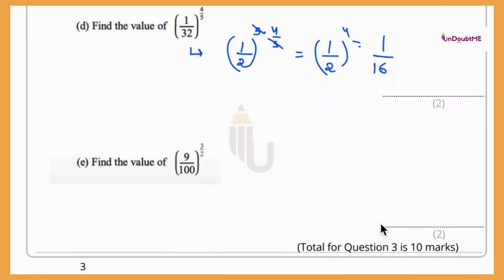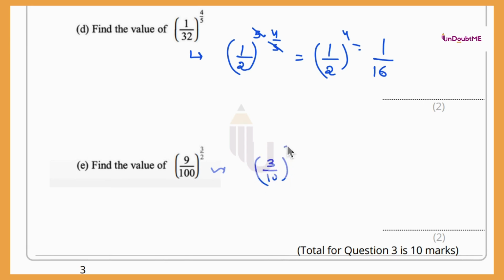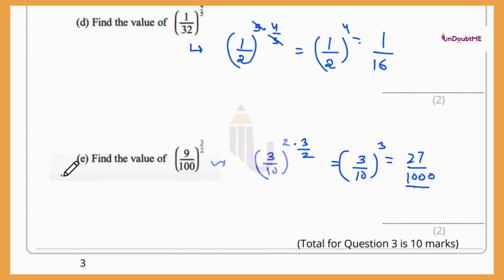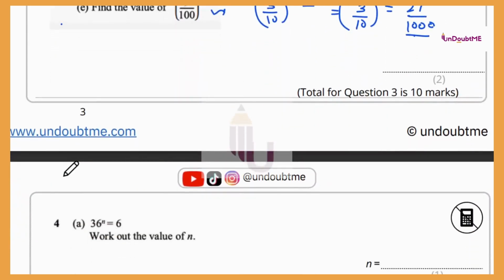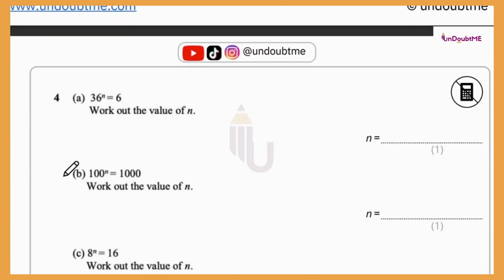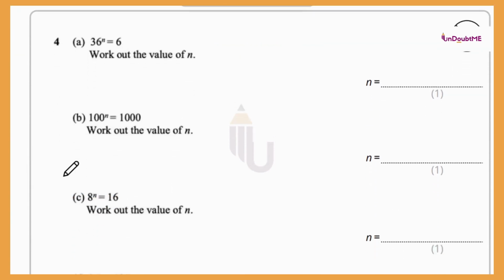Then 9 by 100 to the power 3 by 2. That can be written as (3 by 10)^2 to the power 3 by 2. 2 and 2 will get cancelled. It will be (3 by 10)^3, and that is 27 by 1000. Then comes the next set of questions where we have to use a different approach.